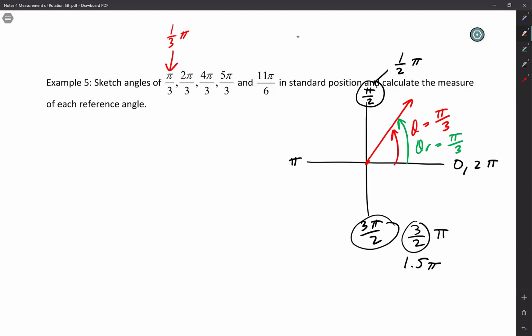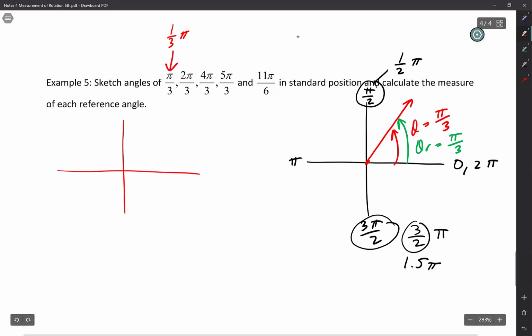All right, 2/3 pi. Is 2/3 pi bigger than half a pi? I know you know, but I'm waiting for these guys. Is 2/3 pi bigger than half a pi, guys? Yes. Is it bigger than a whole pi? No. So I'm going to be in quadrant 2. So here it is. It doesn't have to be perfect. You don't have to draw it perfect, guys. Here is 2 pi over 3. Theta equals 2 pi over 3. The reference angle has to be pi over 3.